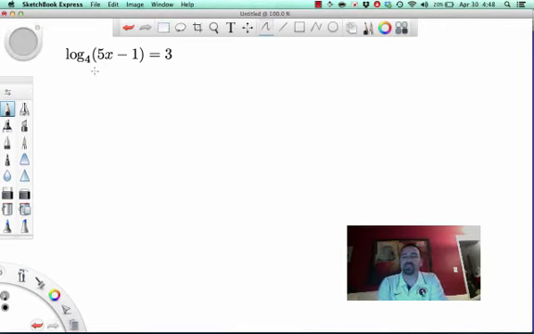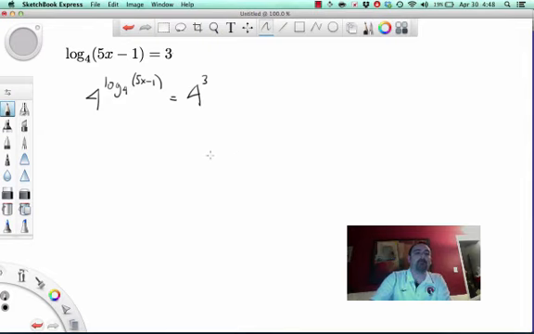So here's a situation where I need to think about what base I have for this to really work well. I have log base 4. Okay, because I have log base 4, I'm going to exponentiate both sides using 4 as my base. So what I'm going to do is take 4 to this equals 4 to this. Now I chose 4 strategically because 4 to the log base 4 of something is just that something. This side here is simply equal to 5x minus 1.